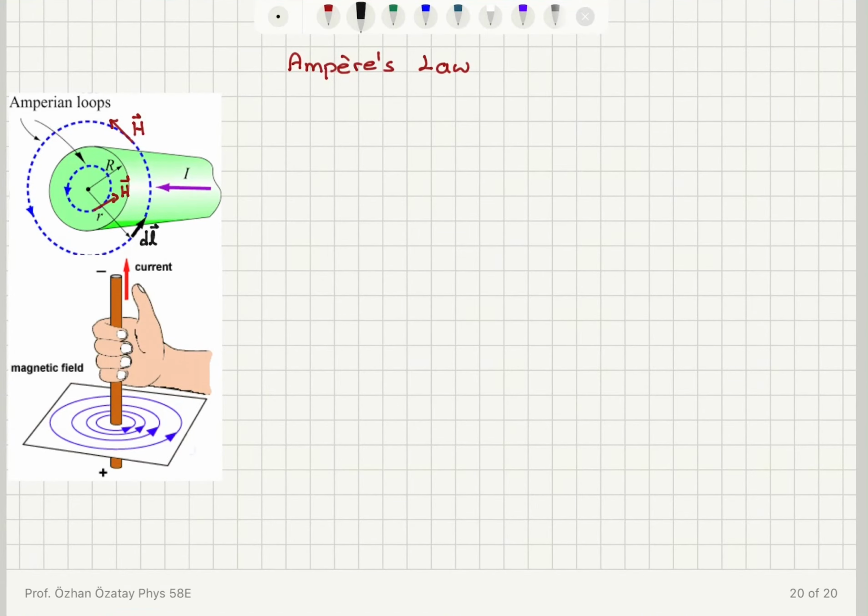Following the idea of using molecular currents to explain the formation of north and south poles, Ampere also formulated the equation known as Ampere's law.